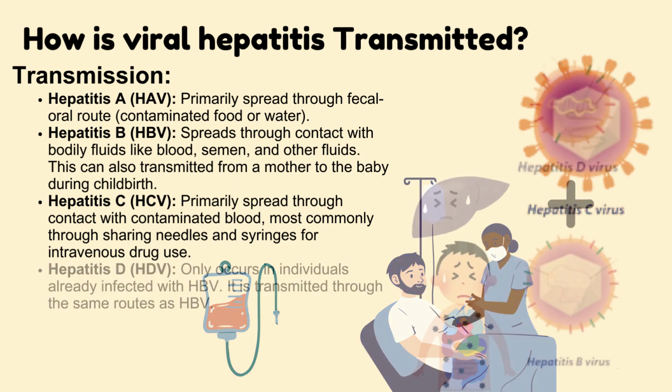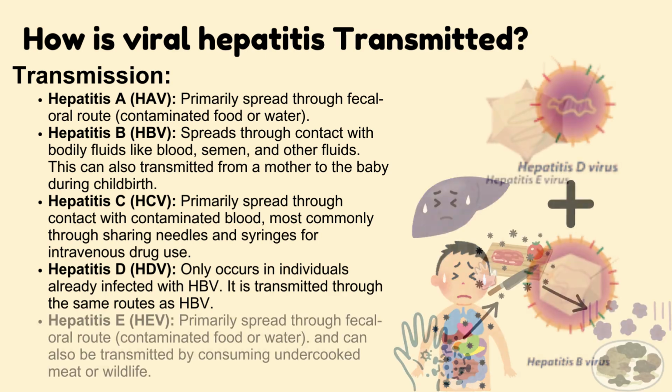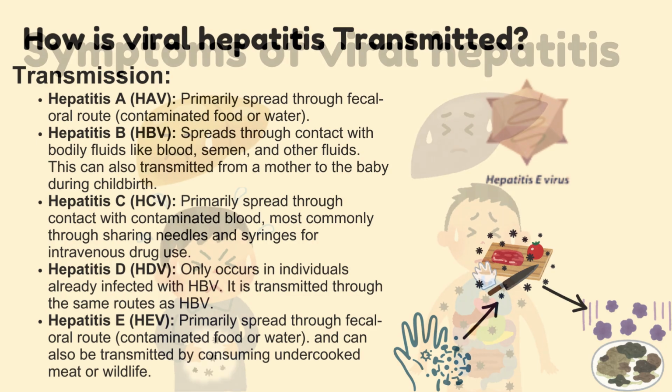Hepatitis C, HCV, primarily spreads through contact with contaminated blood, most commonly through sharing needles and syringes for intravenous drug use. Hepatitis D, HDV, only occurs in individuals already infected with hepatitis B. It is transmitted through the same routes as hepatitis B. Hepatitis E, HEV, primarily spreads through the fecal-oral route, by contaminated food or water, and it can also be transmitted by consuming undercooked meat or wildlife.